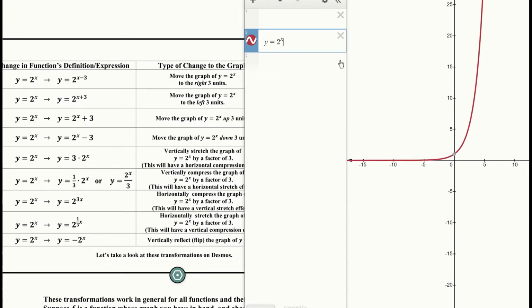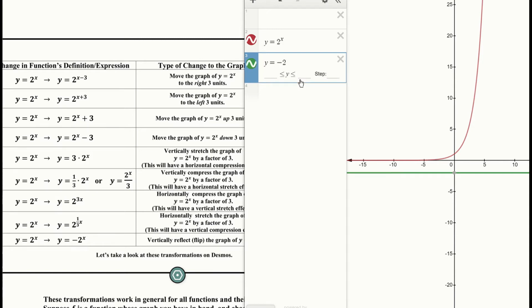Finally, we'll take a look at the reflection. That's when we just multiply it by -1, so it becomes -2 to the x. And see, that one just flips it vertically. So that's called a reflection. All right, those are the various types of transformation you can apply to the exponential function.